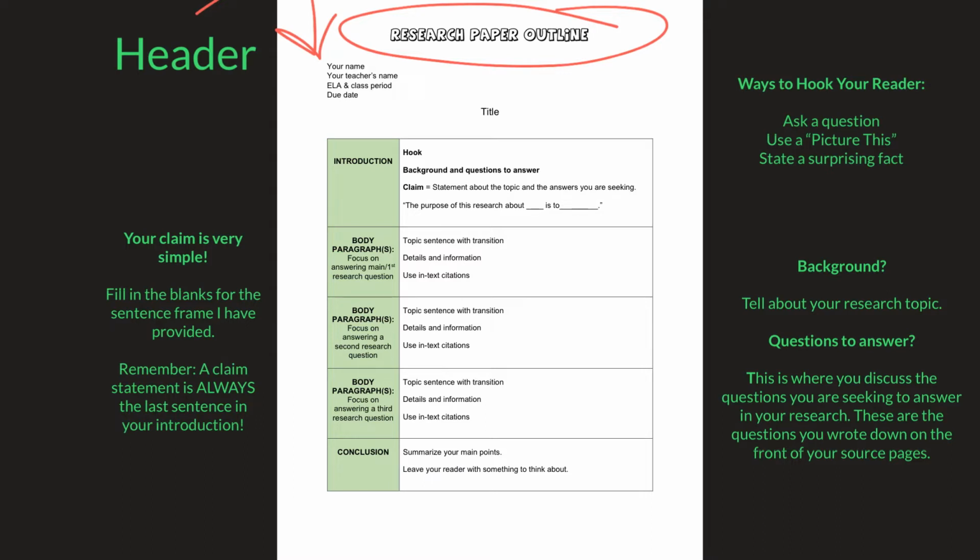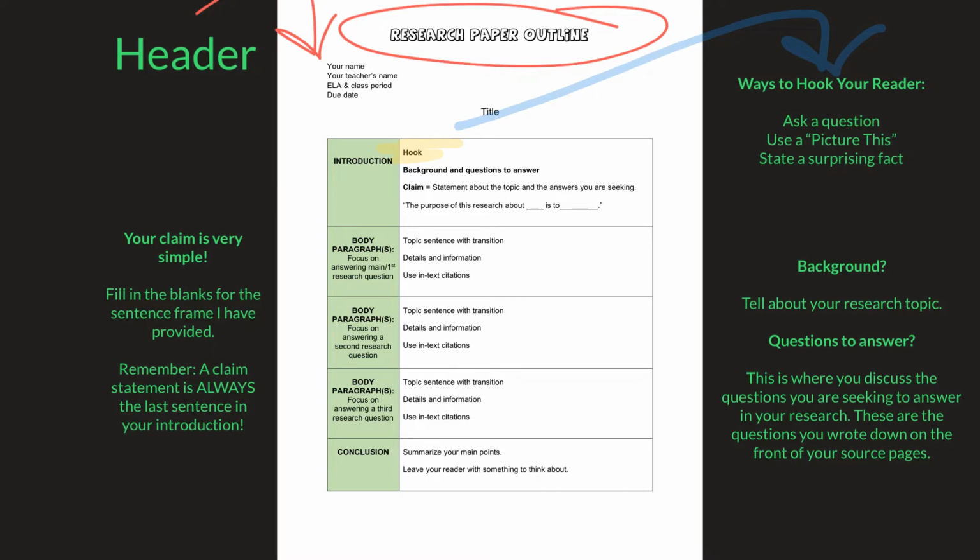So since we're going to focus on the introduction, we're going to start with the hook. As always, just anything we do, we're going to always want to hook that reader. All right, and so in order to do that, we're going to look at the same ways we would for anything. Okay, we're going to hook our reader by asking a question, using a picture of this, or state a surprising fact. And since you're doing research, you're probably going to have quite a few surprising facts. But you can also, like I said, just ask a simple question. Sometimes just getting started is half the battle, right?